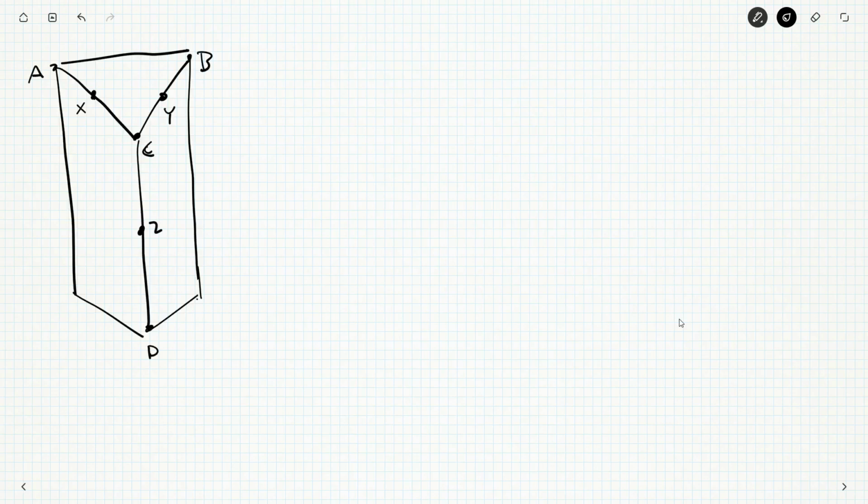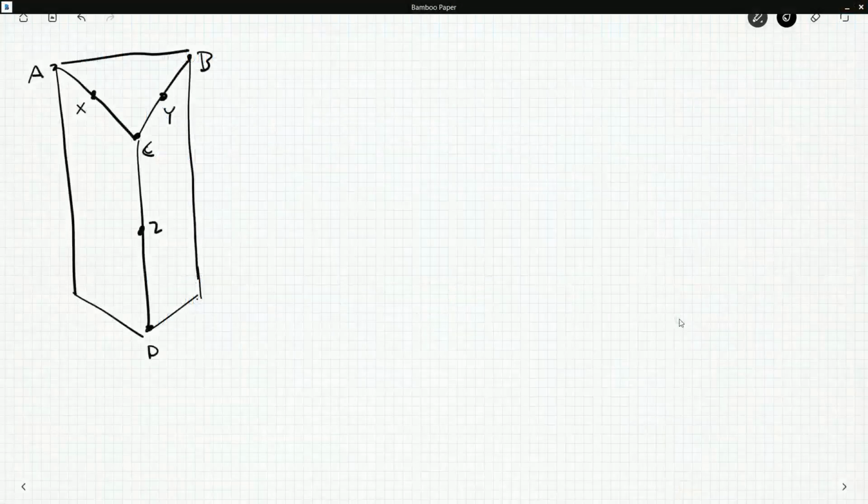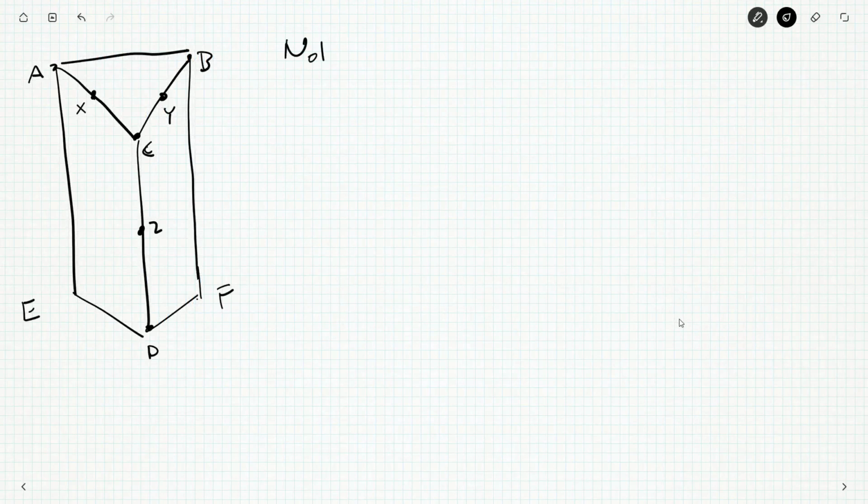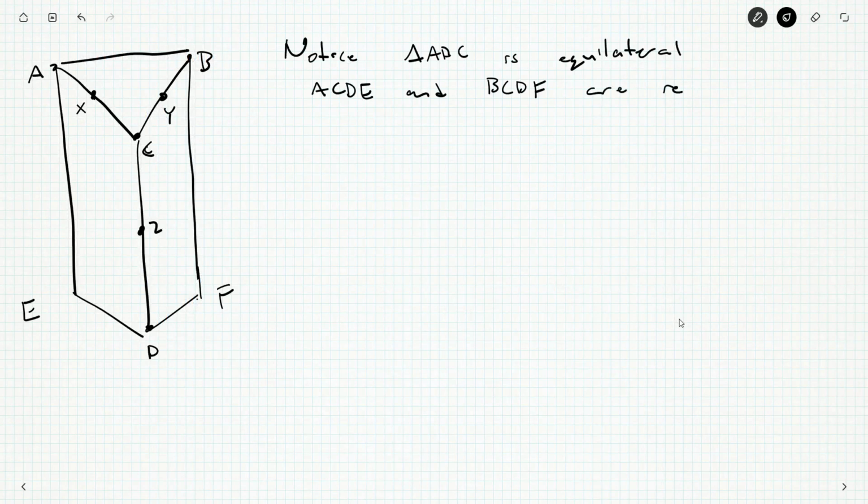Well, what have we got? Well, notice that, and I do need to copy down, it's E and F. Okay, so EF. So notice, triangle ABC is equilateral. And both ACDE and BCDF are rectangles. Okay. So what we can do, I'll do the rectangle ones first, and then we'll talk about the equilateral triangle lengths.